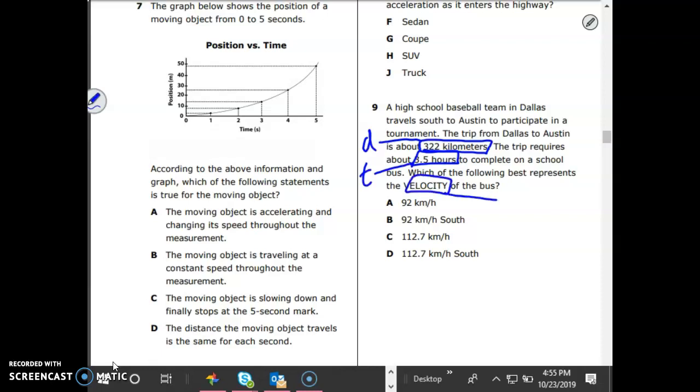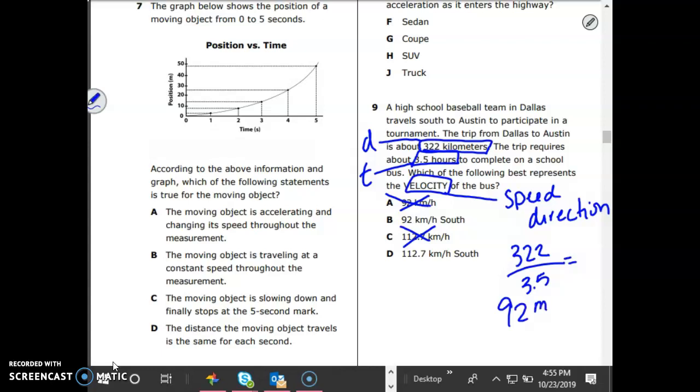Well, we know velocity has 2 parts. It is speed, but it is also the direction. So if it doesn't have the direction, it can't be the velocity. So we can go ahead and eliminate 2 of these answers without even doing the math. Now to figure out the math, we simply take the distance, which is 322, divided by the time, which is 3.5 hours. Plug that into the calculator. And we get 92 kilometers per hour. And we know that that has the direction, so that is going to be our best answer.